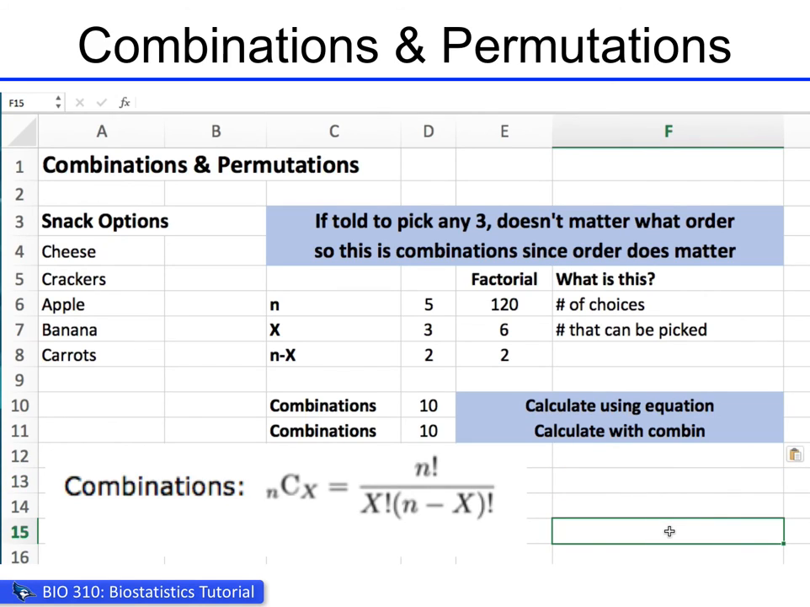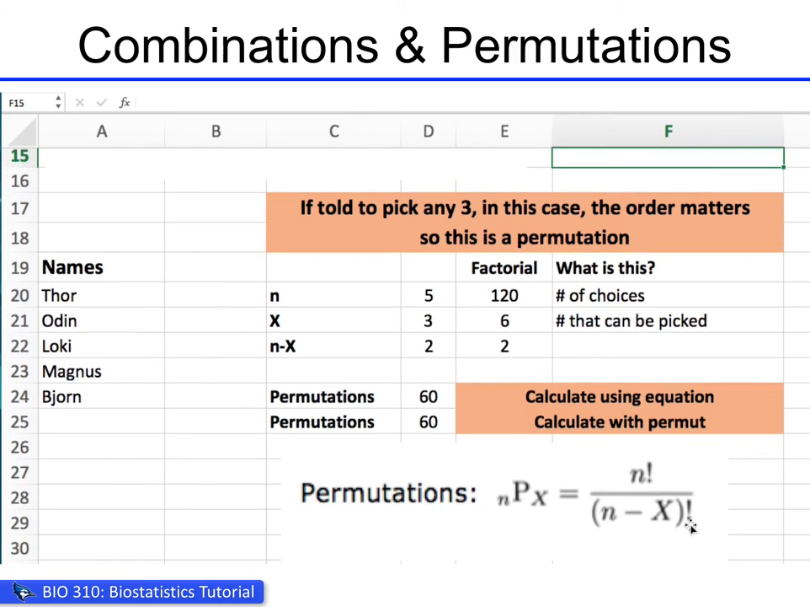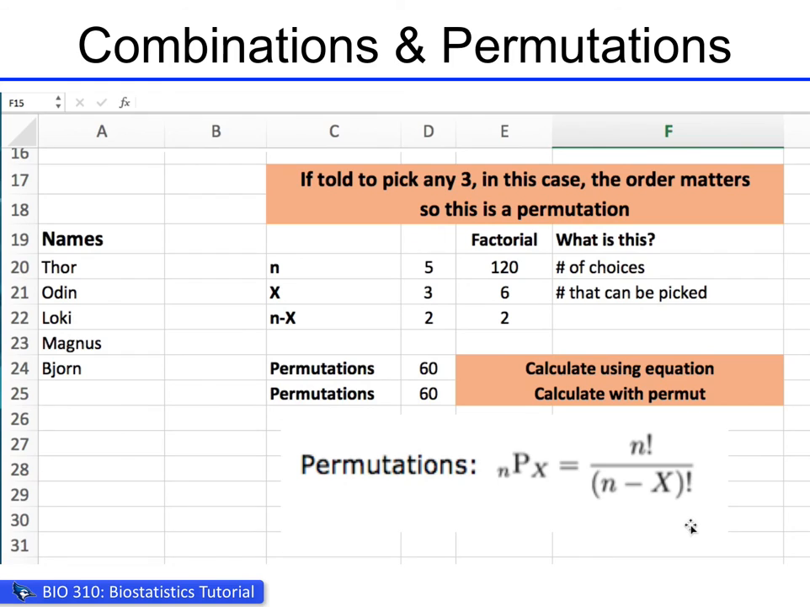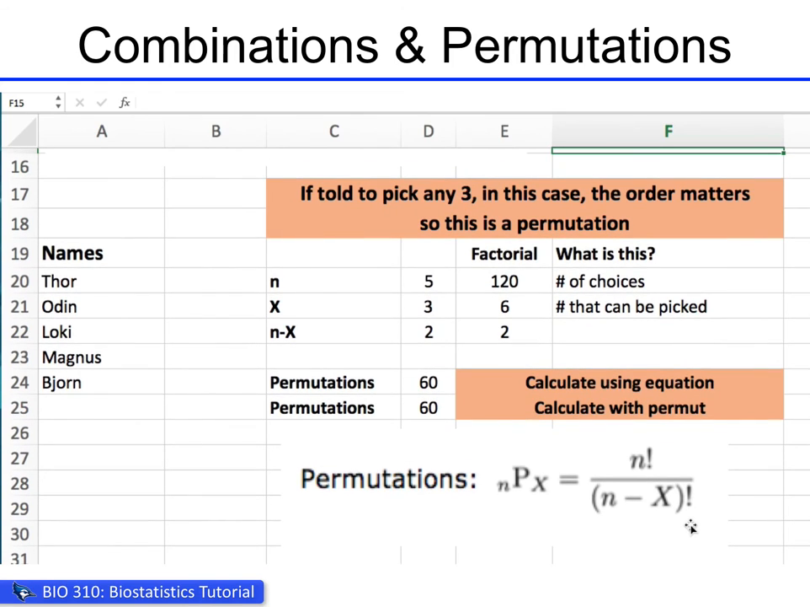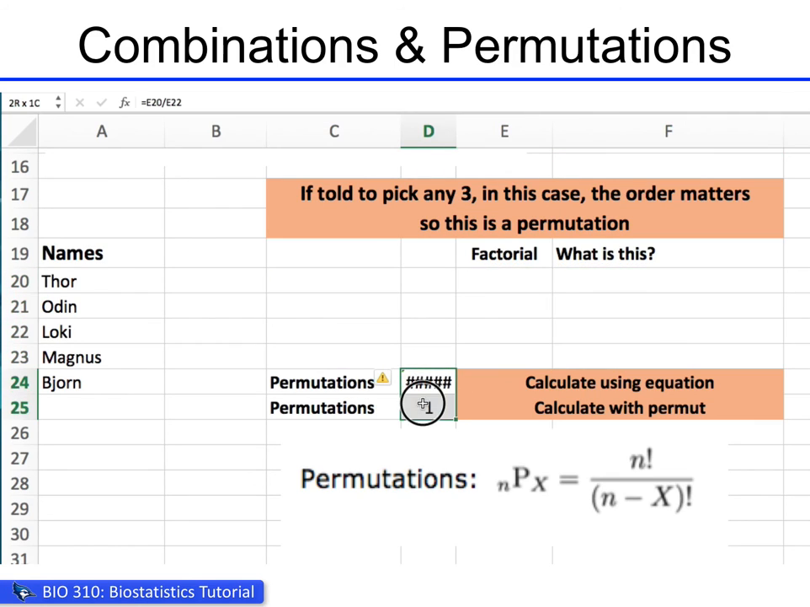Now, in contrast, let's take a look at maybe you are helping name somebody's child, okay? And maybe you have been watching too many comic book movies, and you have this list of Norse names that you're interested in. Well, you're told to pick any 3, okay? So again, we're picking 3, and you can see I have the information in here that I'm going to go through and show you, but I'll sort of walk you through it.